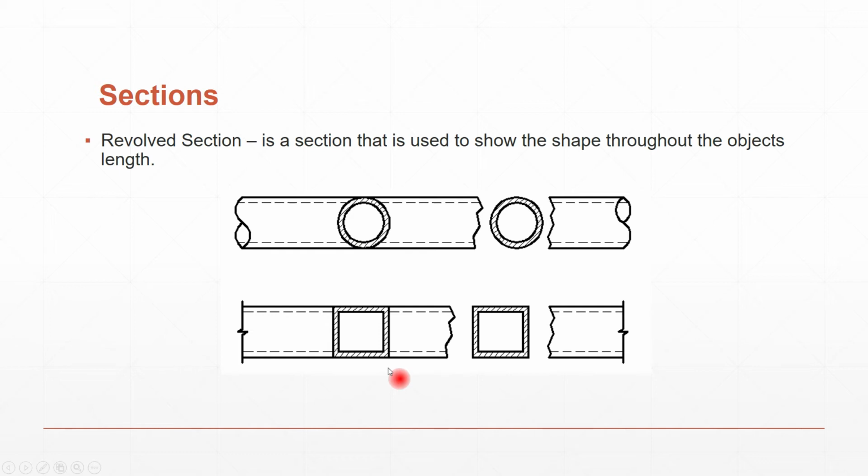There's two different ways you can show these revolve sections. You can either show them inside the graphics, or you can break it and kind of show it as you're going through it. Both ways are acceptable.